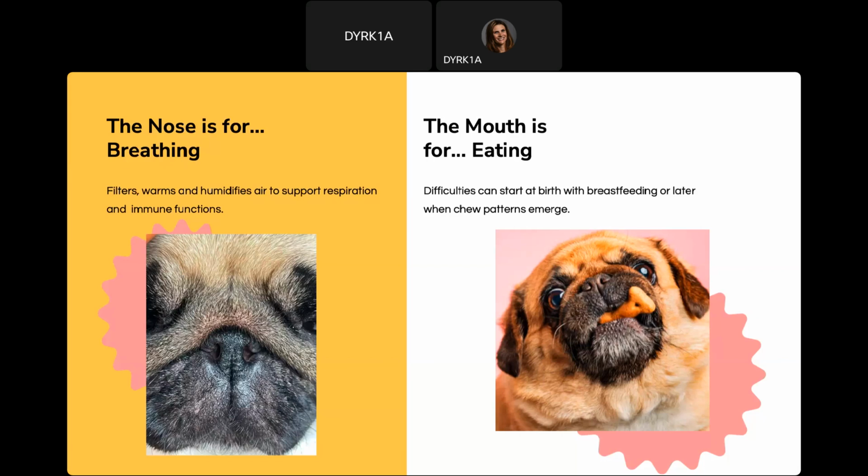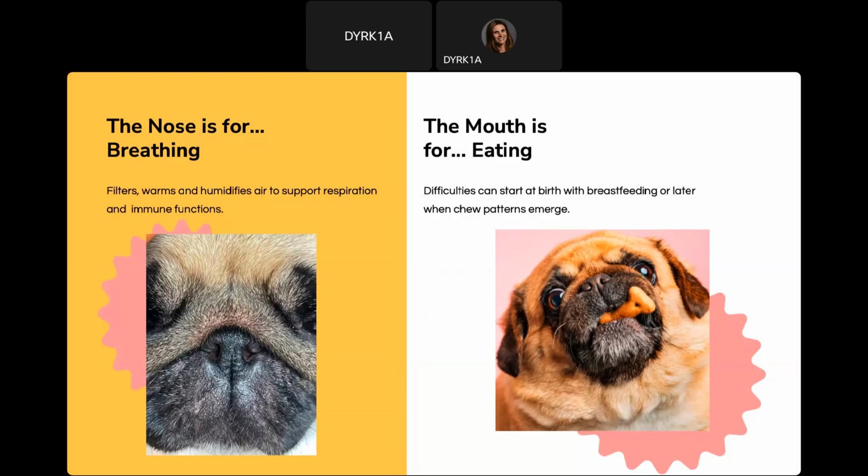So we start in utero, and then we transition to breast, bottle, or NG tube feeding. And then we start to develop complex chewing patterns where we break down food into a small ball in the mouth, and then we transport it posteriorly down through the oral cavity.